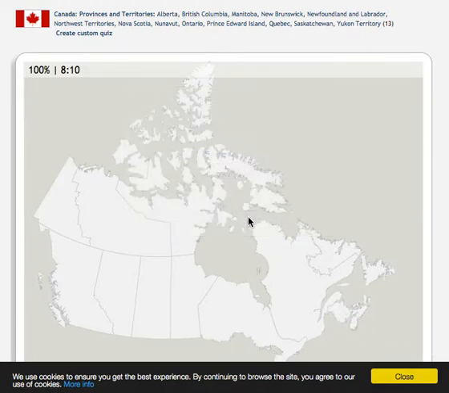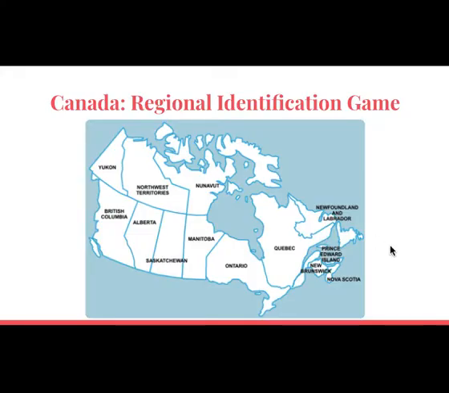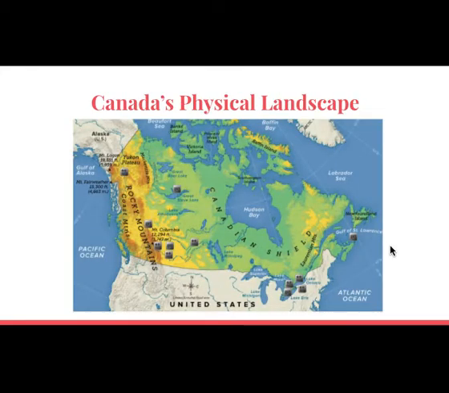You can use the map that's on page 177 to become more familiar, or play that game if that's the way in which you want to go about learning where those territories are. Now, let's get into the actual reading of what the physical landscape looks like in those territories.